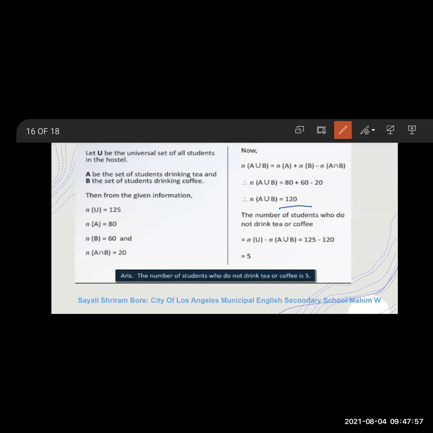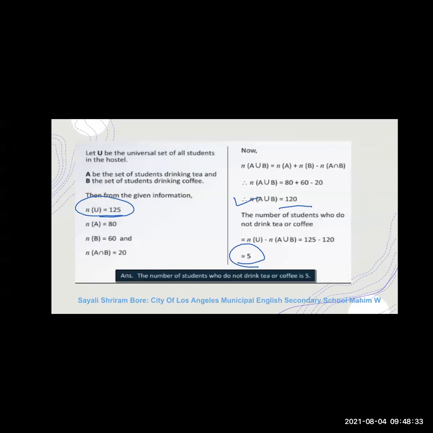Okay, but if you see the last statement of the question, find the number of students who do not drink tea or coffee, the word not is there. That means this union, you will subtract it from the total, that is 125 minus 120, which is equal to 5. So there are 5 students who do not drink tea or coffee at all. Okay, so I have told you two different examples, so that there will be no confusion.